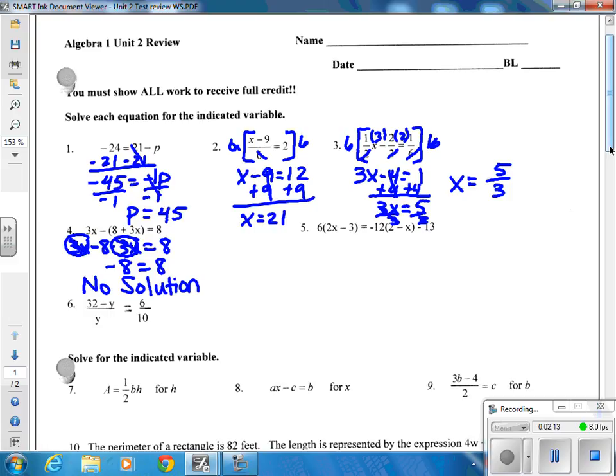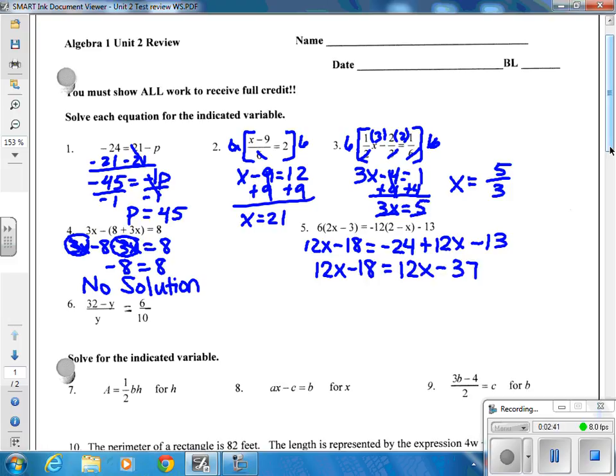For number 5, you want to start off by distributing to everybody. So after we distribute on both sides, your first step should say 12x minus 18 equals negative 24 plus 12x minus 13. Then you'll notice on the right-hand side you need to combine like terms. So our next step says 12x minus 18 is going to equal 12x minus 37, because we're combining the negative 24 with the negative 13.